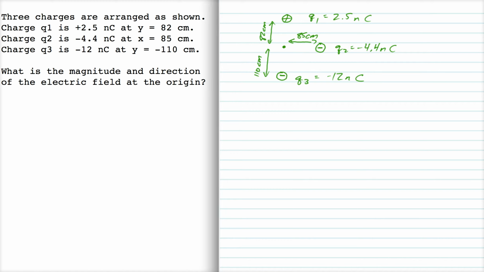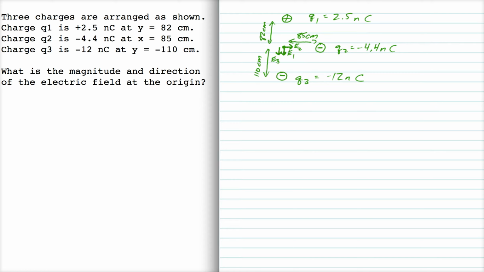So we need to find the electric field at the origin due to these three charges. The electric field due to charge 1, a positive charge, is going to point away from the positive charge, and that'll be in the minus y direction. The electric field due to charge Q2 is going to point in the direction of charge Q2, because that charge is negative, and electric field lines point toward negative charges. And the electric field due to charge Q3 is going to point down toward charge Q3.